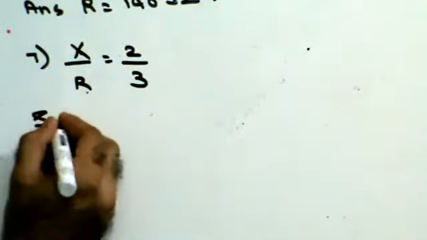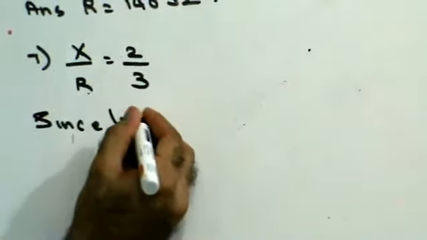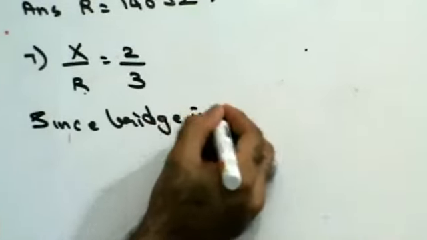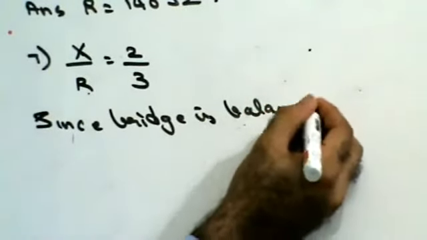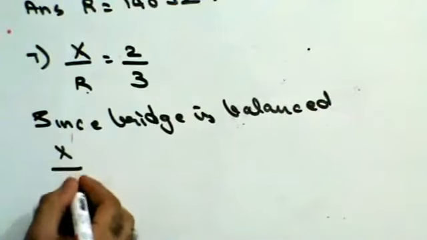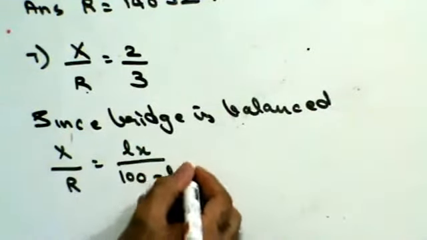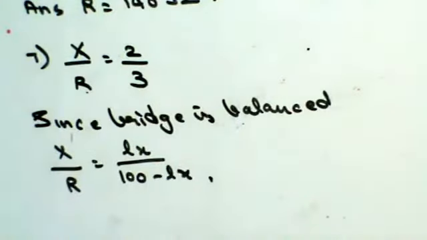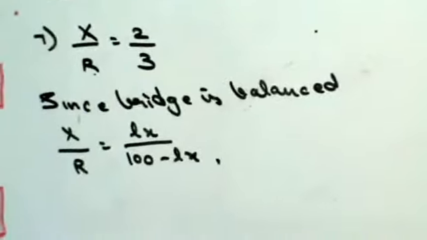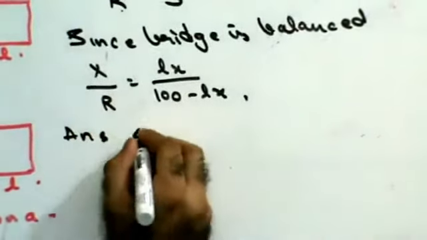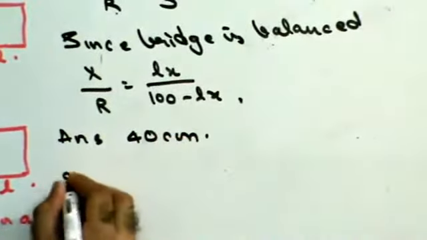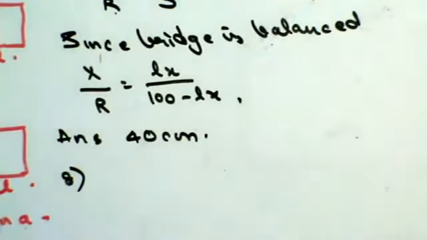Simple, straightforward sum. Since the bridge is balanced, we have a formula, X upon R is Lx upon 100 minus Lx. X upon R is given to you, Lx is the only unknown. You should be able to get the answer for this. The answer for this should be 40 centimeters. Next, take our next one, please.